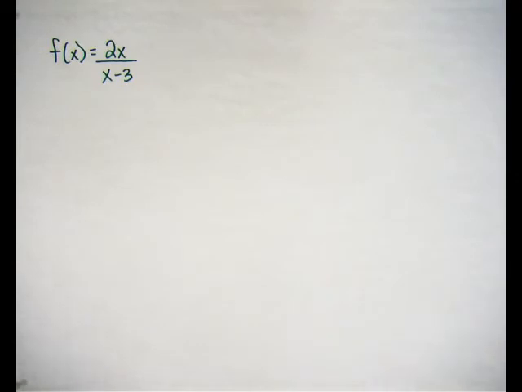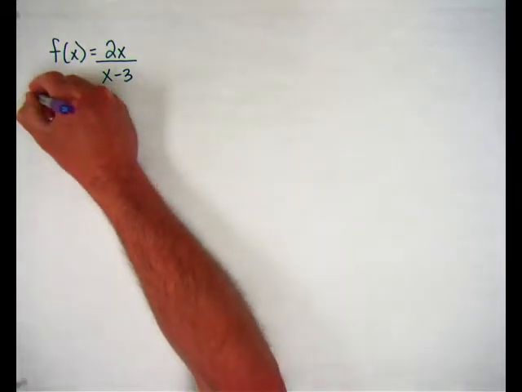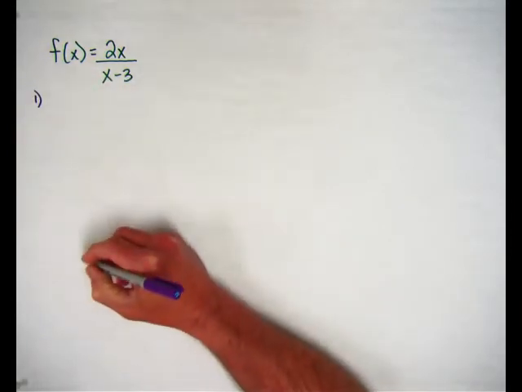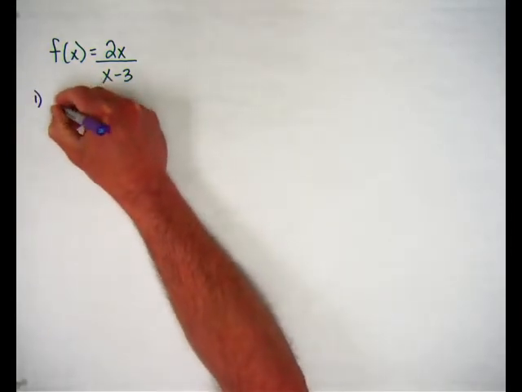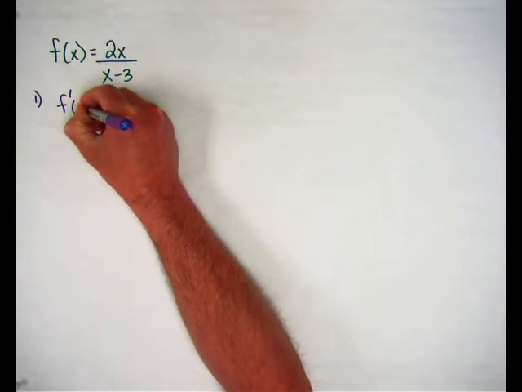Okay, the next function I want to look at is a rational function, f of x equals 2x over x minus 3. And again, our goal here is to graph this function following the procedure that we've already seen. So first of all, we're going to analyze the first derivative. So step 1, we need to find f prime. So we take the derivative f prime.